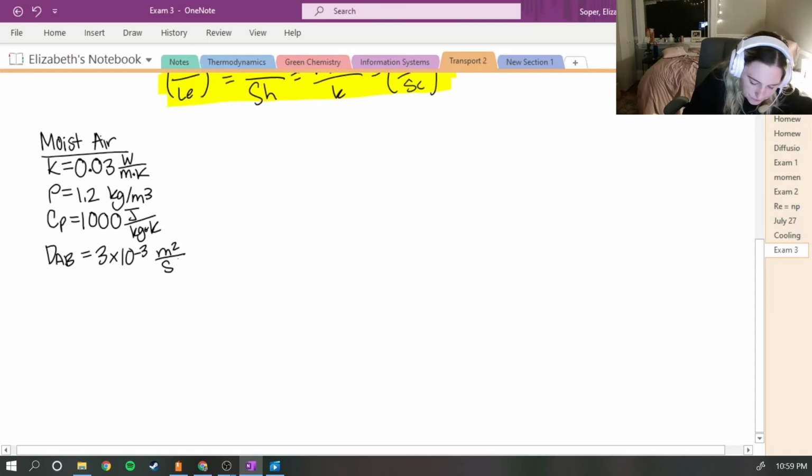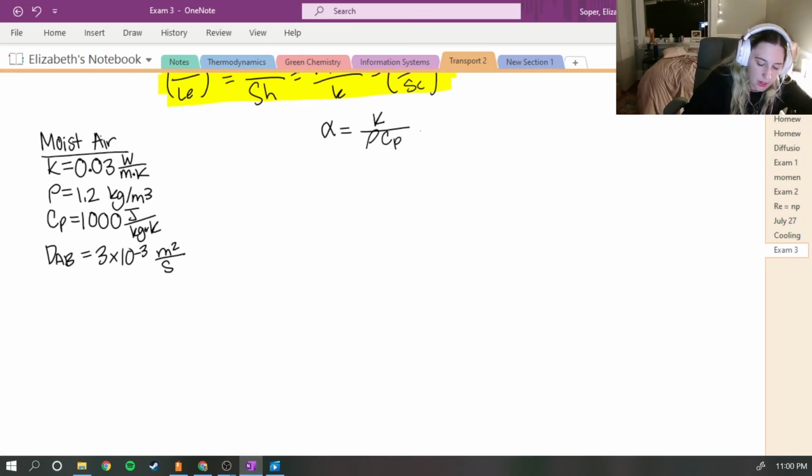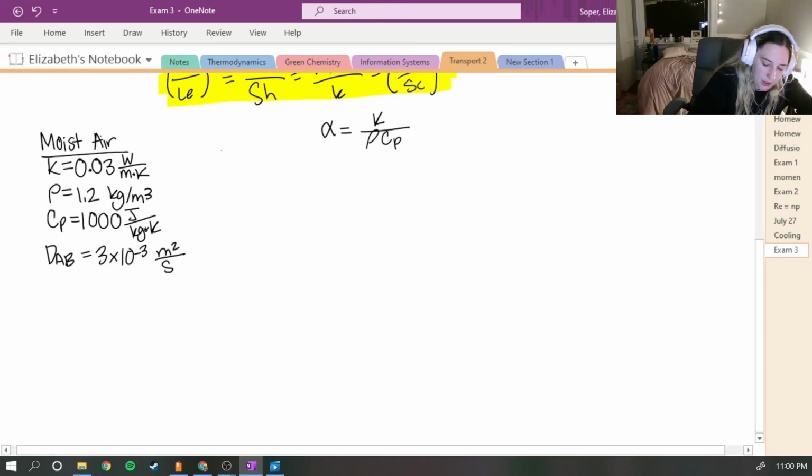Next we're going to talk about the definition of the thermal diffusivity, and that's equal to the thermal conductivity over the density times the specific heat capacity. This is the definition of the thermal diffusivity, and the reason I bring this up is because in the Lewis number, the thermal diffusivity plays a part. So we can go ahead and write that out.